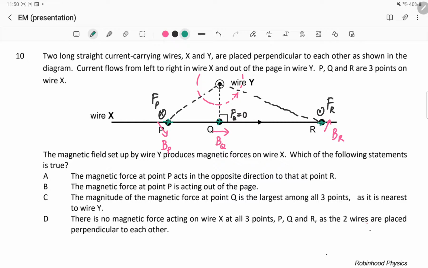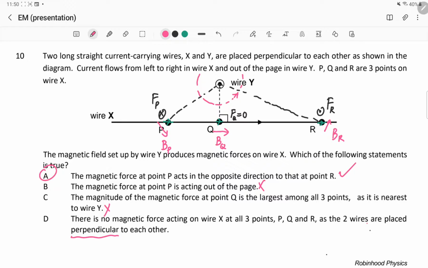Okay, so let's read through the statements to see which one is correct. Magnetic field at P is opposite in direction to R, so that's actually the correct answer already. So the answer is A. Force at P is out of the page, incorrect, it's into the page. Magnetic field at Q is the largest because it's the nearest. The field is the largest, but the force is not, because there's no force. The wire is parallel to the field, so this one is false. Lastly, no force acting on the wire at all 3 points because they are perpendicular.